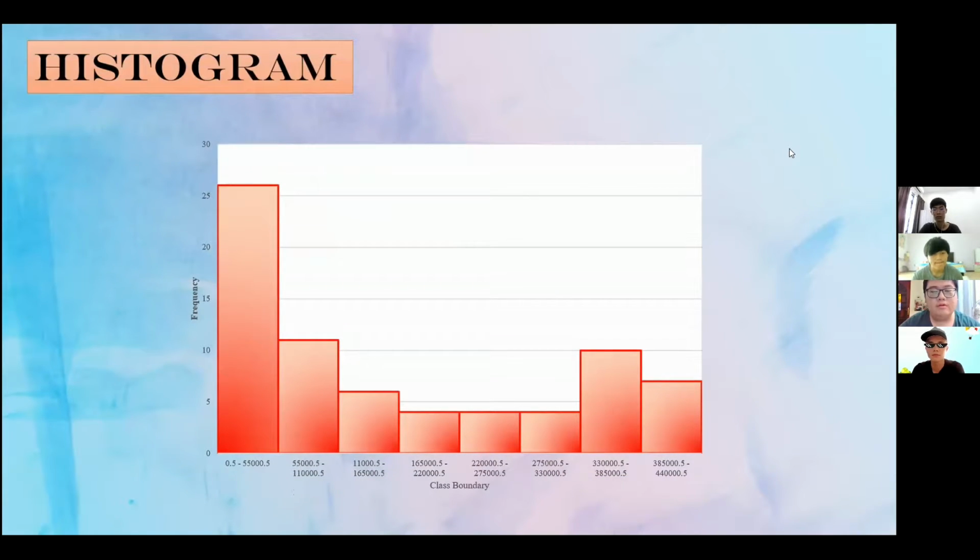This is the histogram of the daily confirmed COVID-19 cases in India. As we can see, this graph is positively skewed, skewed to the right side.